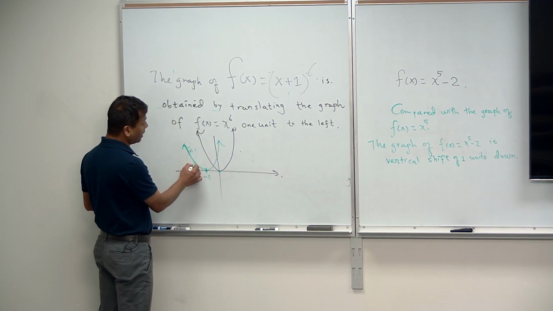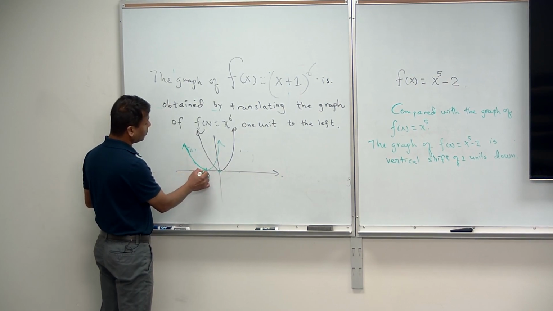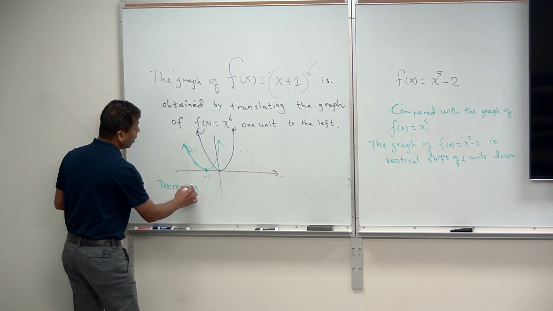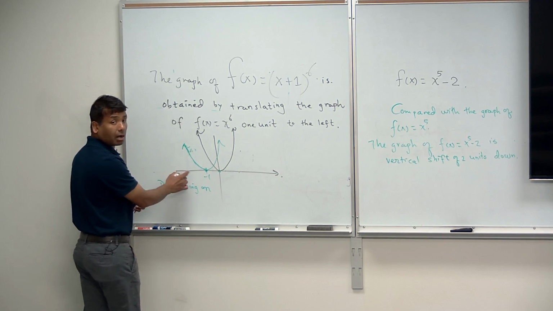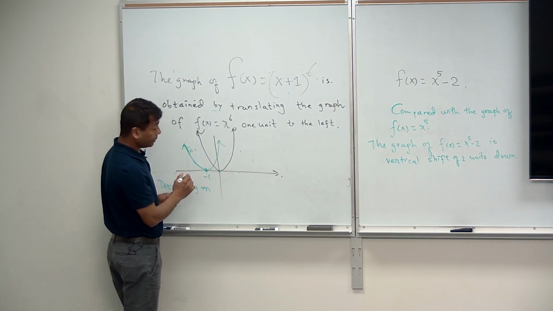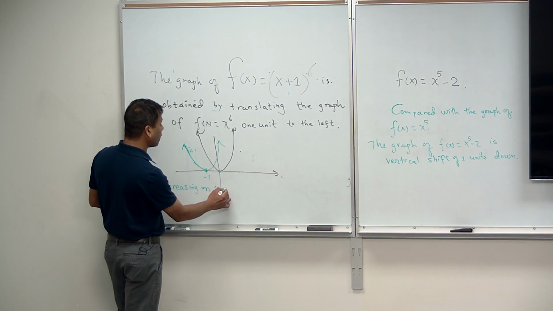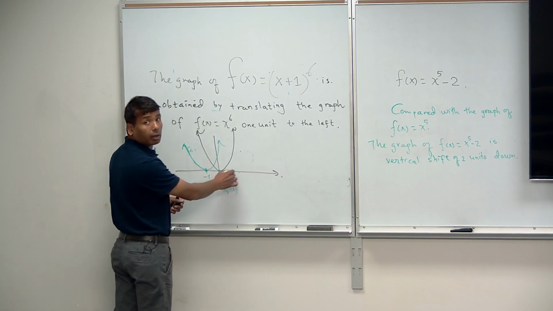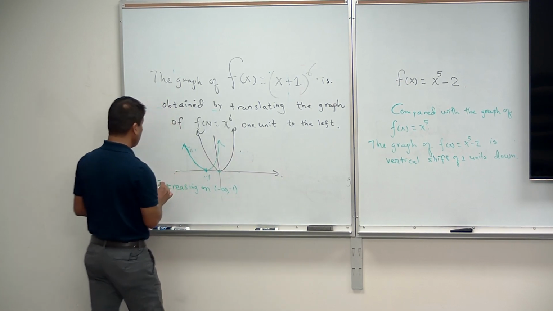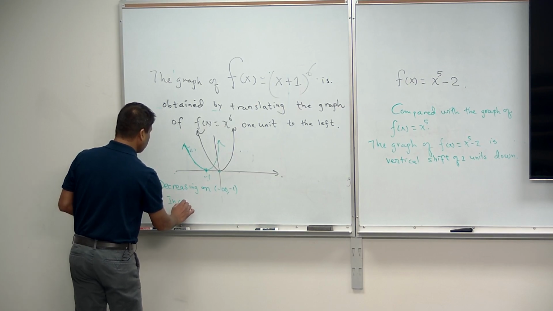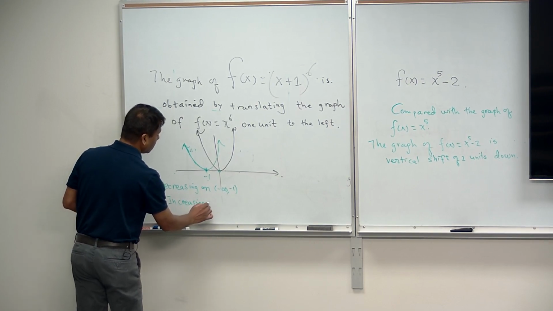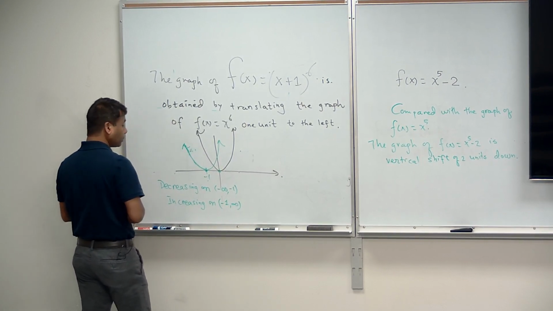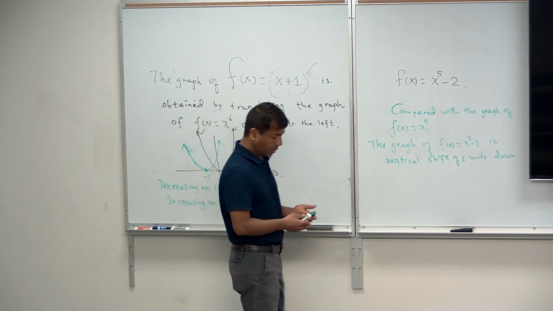Is it decreasing or increasing? It is decreasing on negative infinity all the way up to -1. Decreasing on (negative infinity, -1), and it is increasing from -1 all the way up to positive infinity. So increasing on (-1, positive infinity). Good? Did you get it?